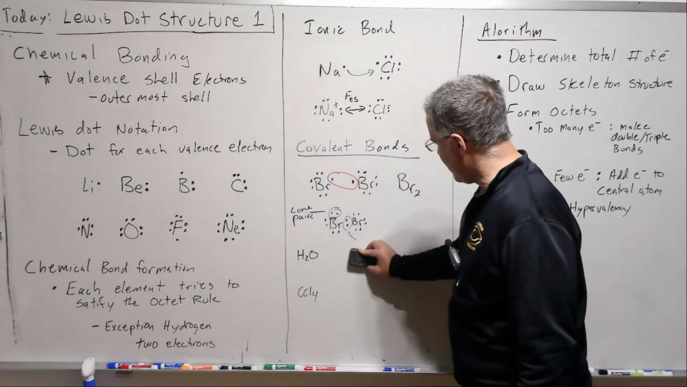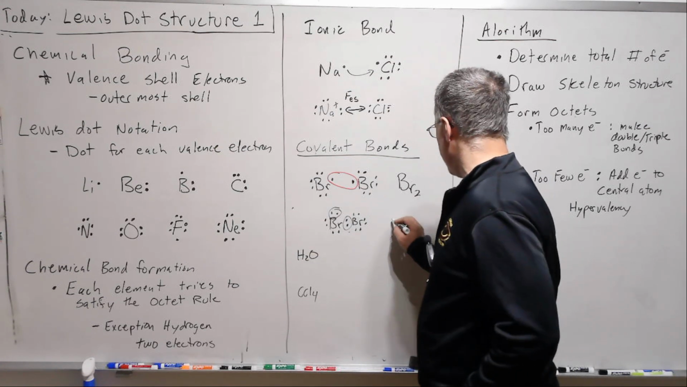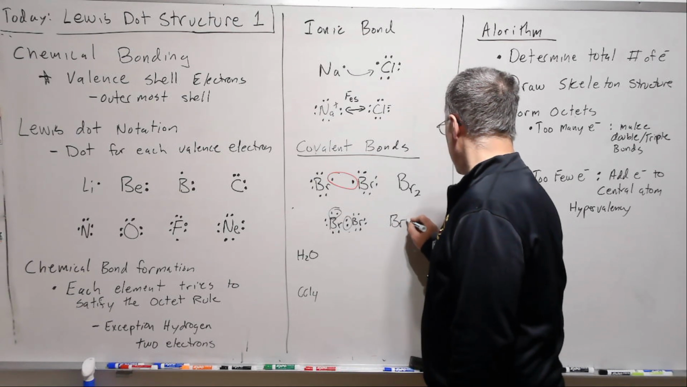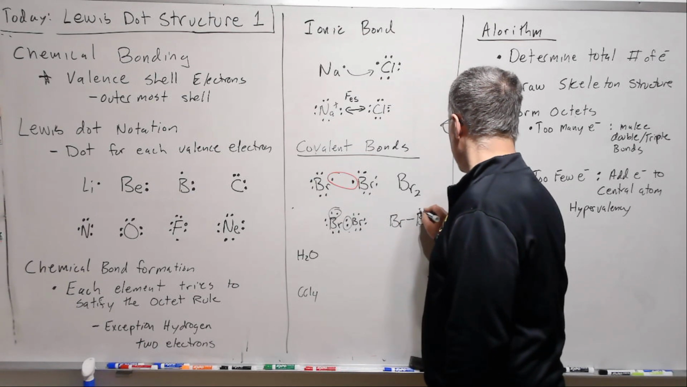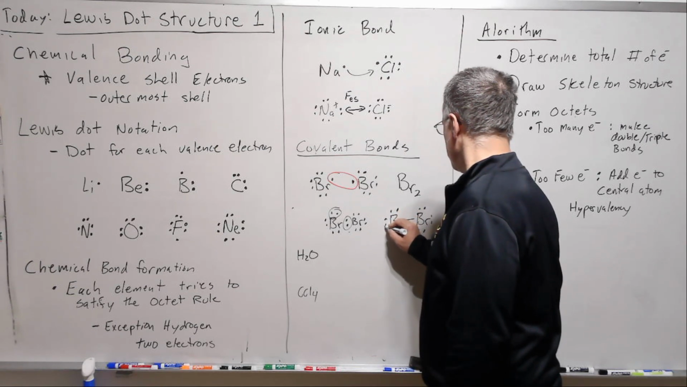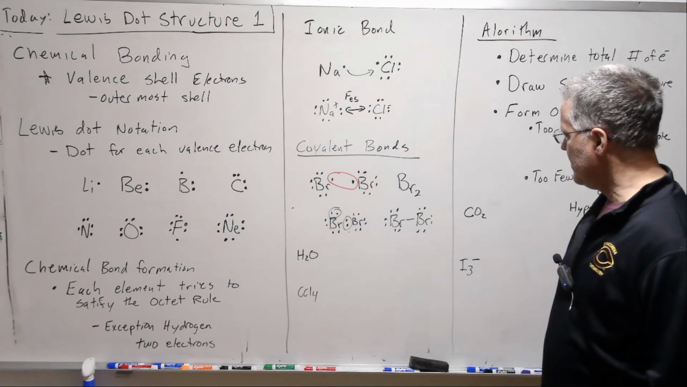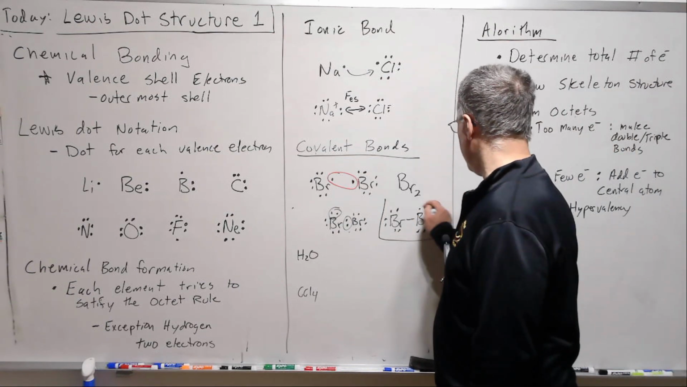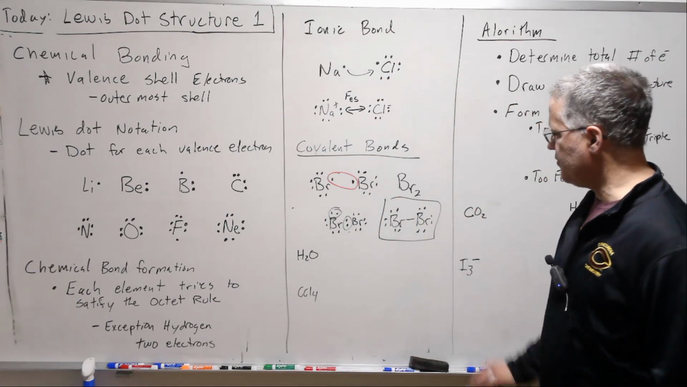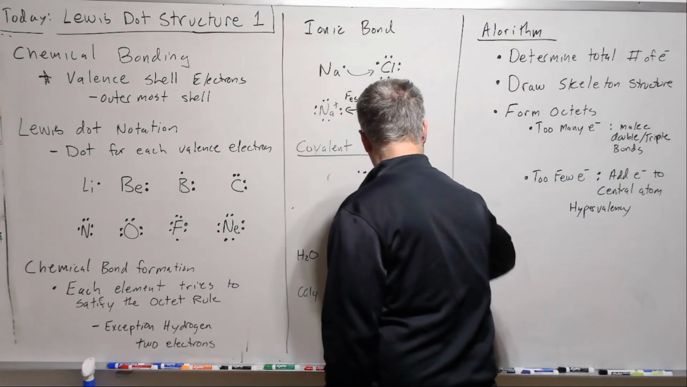Okay, so with that, we often redraw this as a line. So we would go Br, Br, and then draw the lone pairs in separately. And this is what we would call the Lewis dot structure of Br2. Let's try H2O.